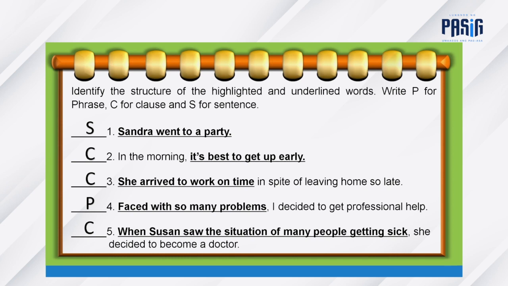In number 3, she arrived to work on time is also an example of an independent clause because it can stand alone even if the dependent clause, in spite of leaving home so late, will not be paired to it. In number 4, faced with so many problems has no subject nor verb. This phrase is used as a modifier of the subject. And in number 5, when Susan saw the situation of many people getting sick is an example of a dependent clause. It cannot stand alone as it needs to be paired with another independent clause to give more meaning in the sentence.